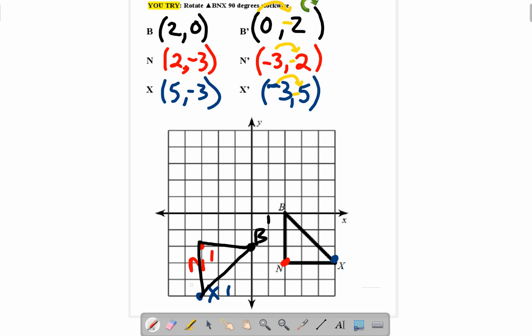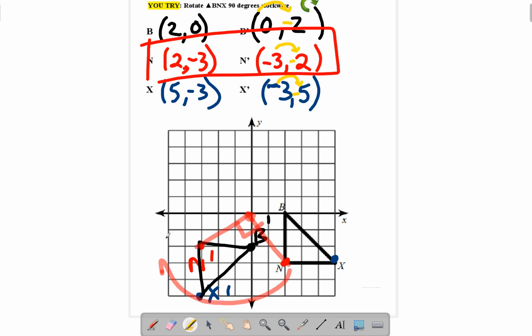Once again, it's kind of hard to see whether or not this works, so you choose any two sets of points. I'm going to choose my N points and connect to the origin. So from the origin to N, from the origin to N, look, I've got myself a right angle and I went around clockwise.